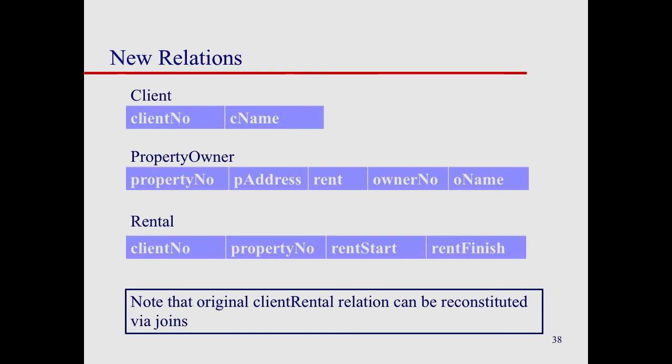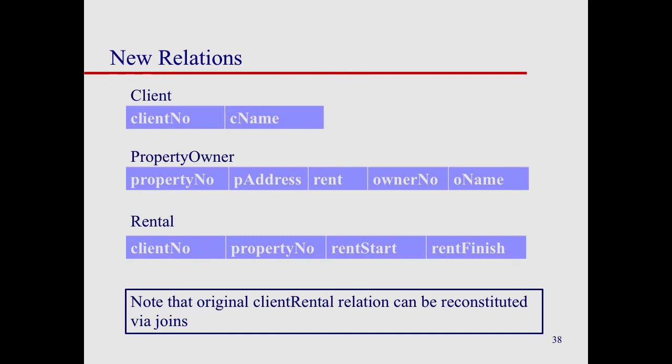They depend on both because the property can be rented multiple times. So by itself, the property number does not uniquely determine the start of the rent and the finishing dates. Similarly, we're allowing the client to rent multiple properties from us, so by itself, the client can't uniquely determine the starting rental date and the finishing rental date. So we need both. So rent start and rent finish are fully functionally dependent on that key. So that's second normal form.